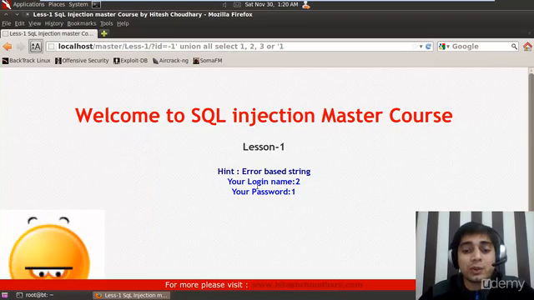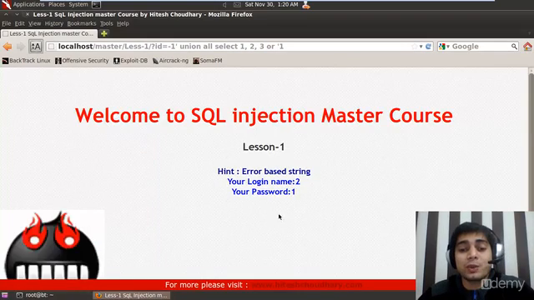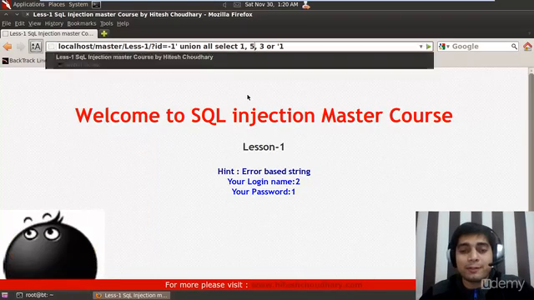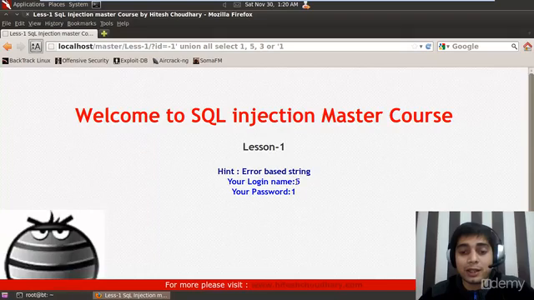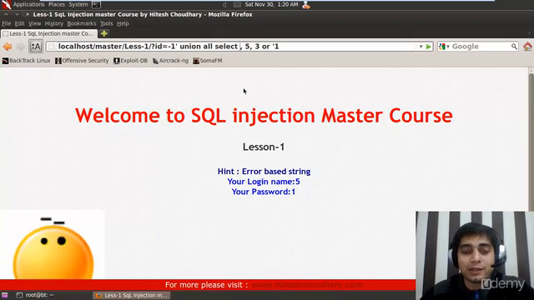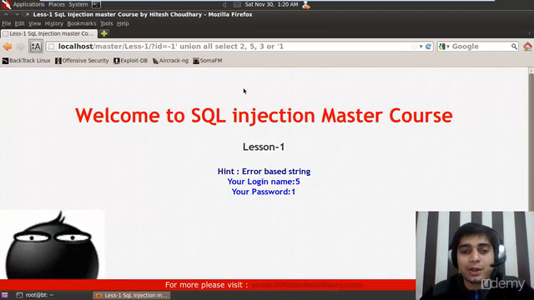So 2 and 1. Now it's time to verify that this 2 and 1 are the same 2 and 1 here. So in place of 2, let me put a 5 just to verify. Okay, the number changes to 5. That means it's the right one. In place of 1, if I do let's say 2, it's not working. So where is this 1 actually coming from?